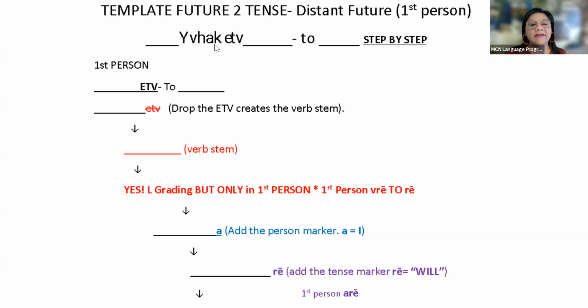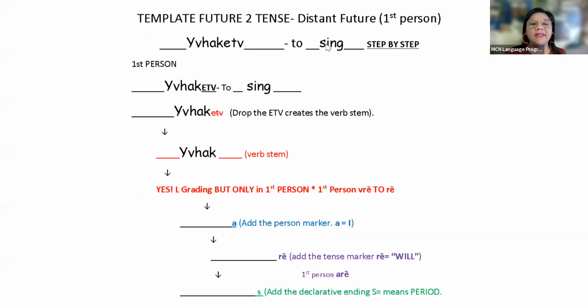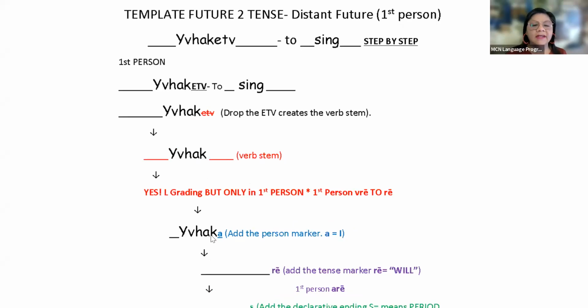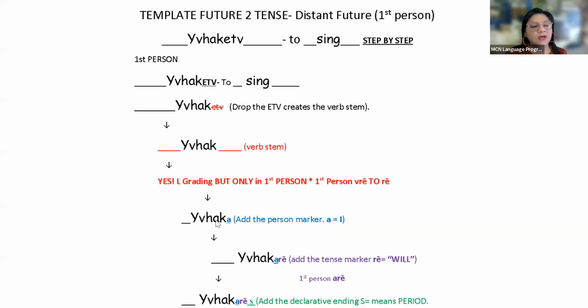Yehegeda. So you put Yehegeda right here, to sing. Yehegeda means to sing. You drop your ETB and you get your verb stem. All right, here it goes down. We are L grading because it is first person. So you add right here the person marker, first person. So drop everything down, verb stem right here in black. Your person marker is I. The marker here is will. That means will.